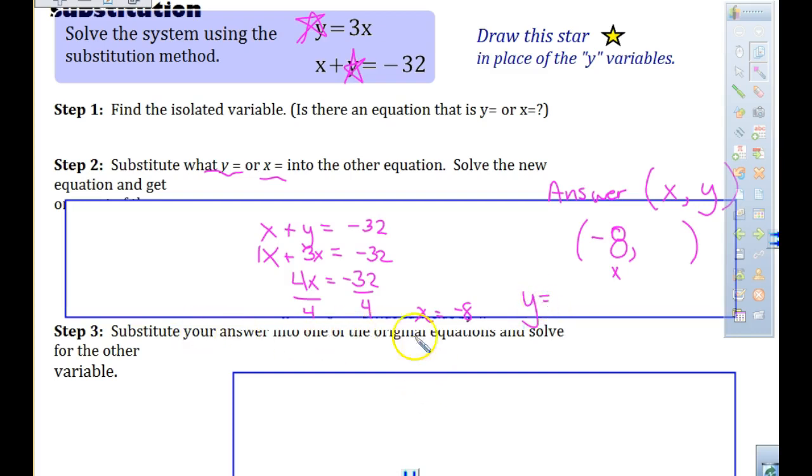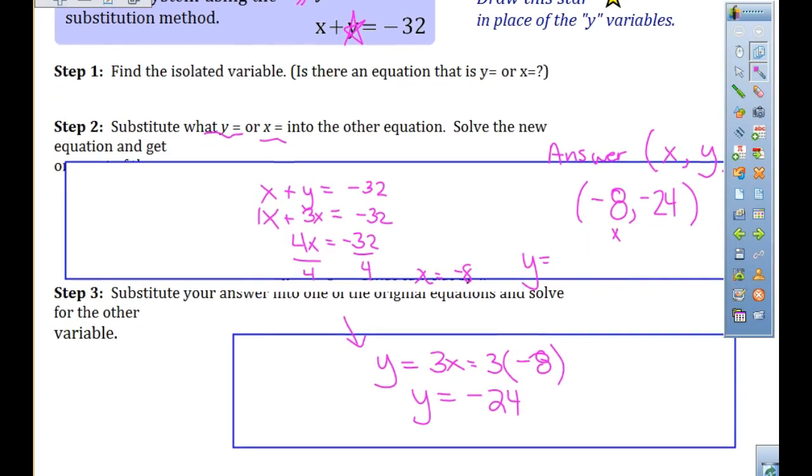So if we're substituting your answer into one of the originals, that's what we're doing here in step 3, y is going to equal 3x. But we're not going to use x. We're going to put y equals 3 times, what was x? Negative 8. So y is equal to negative 24.